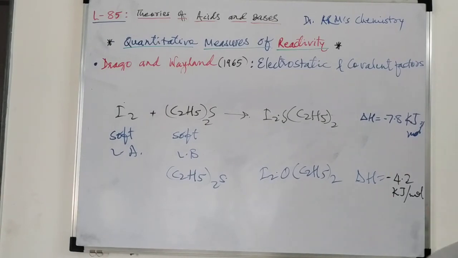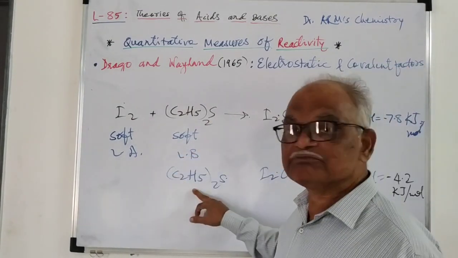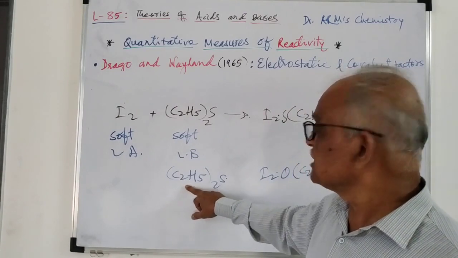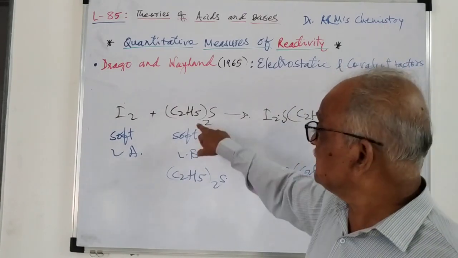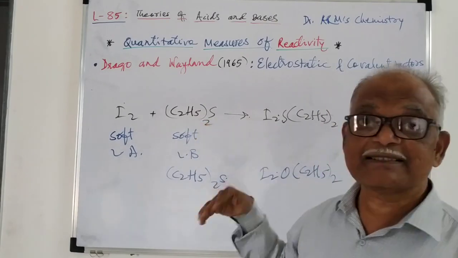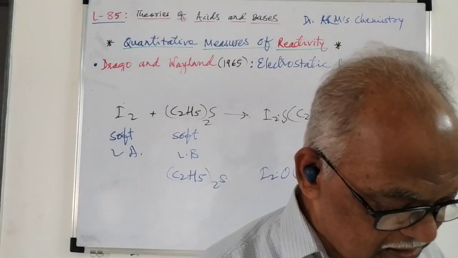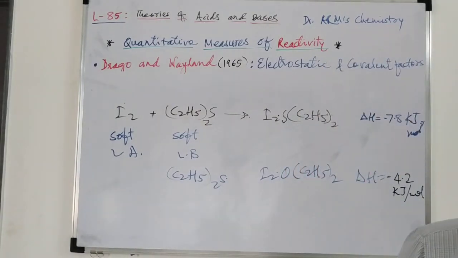So according to Drago, this value for diethyl ether is much higher than this. It means I2 reacts in a much better way with this diethyl ether than with this soft Lewis base diethyl sulfide. So this conclusion can be drawn easily on the basis of such arguments.